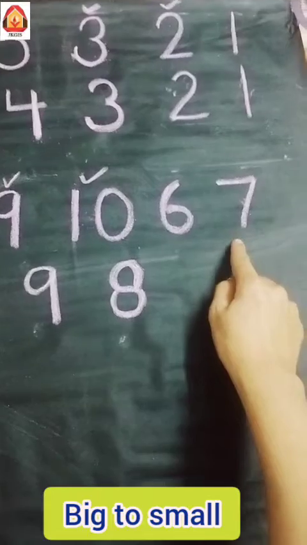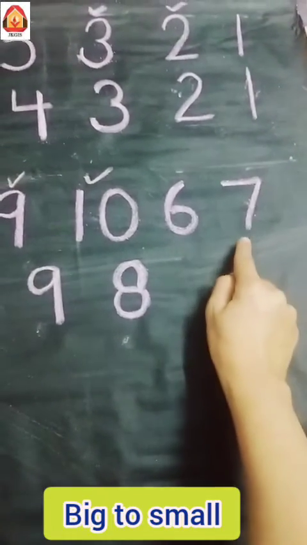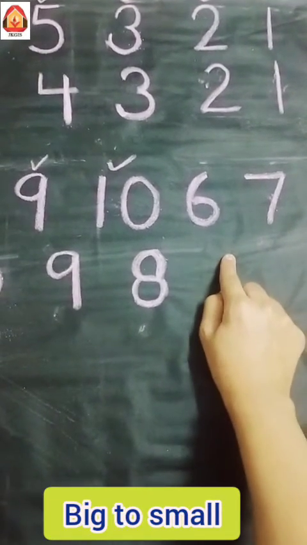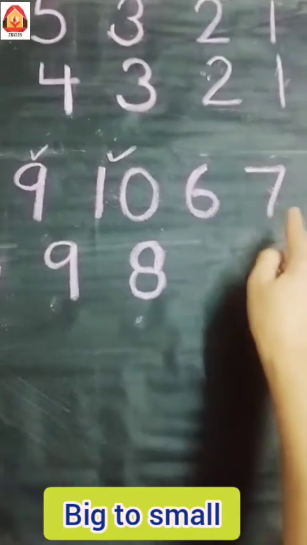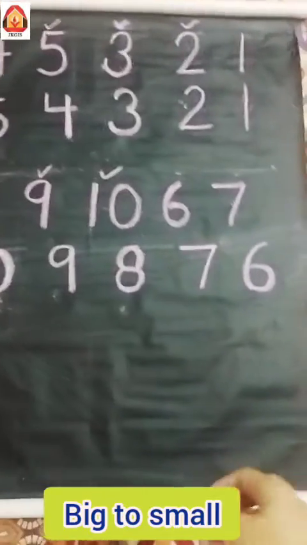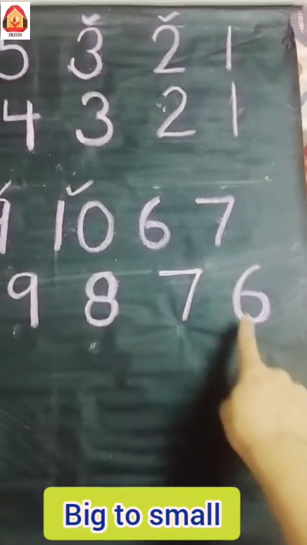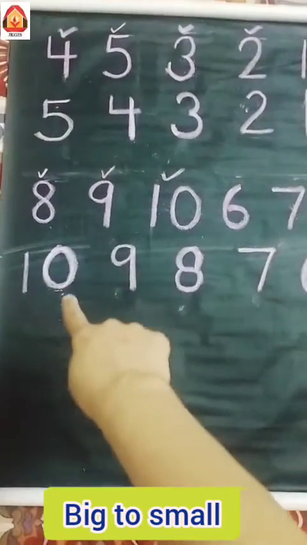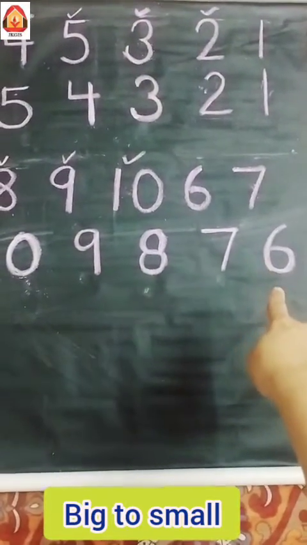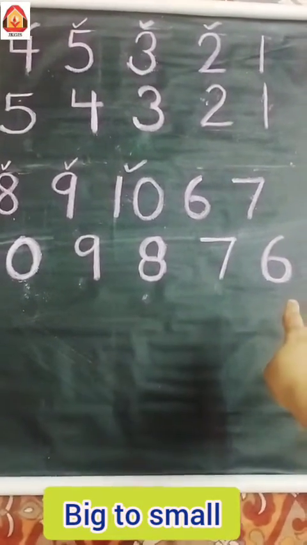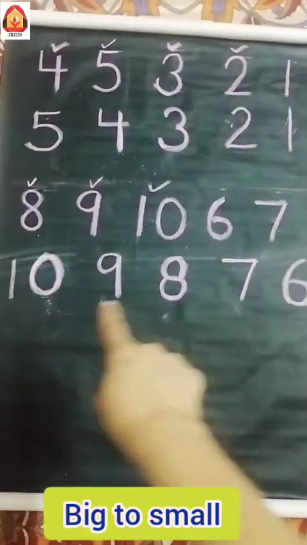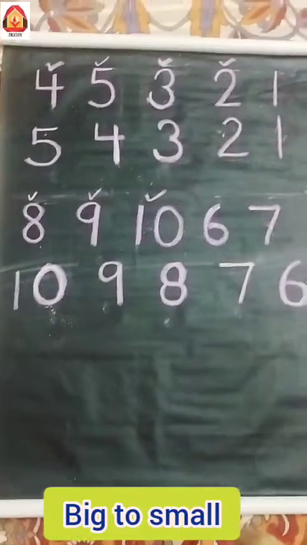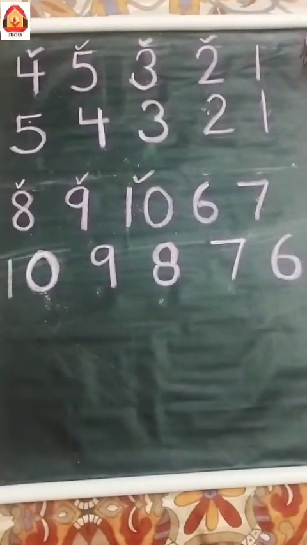Now number 6 and number 7 are left. So which is bigger one, 6 or 7? 7. Okay, so I will write number 7 here, then number 6. Okay, now you can see I have written number 7 here, number 6 here. Now students, you can see number 10, that is biggest number. Number 6, that is smallest number among these numbers. So we have arranged these numbers from big to small. ठीक है, सो हमने इनको डिसेंडिंग ऑर्डर में अरेंज किया है.